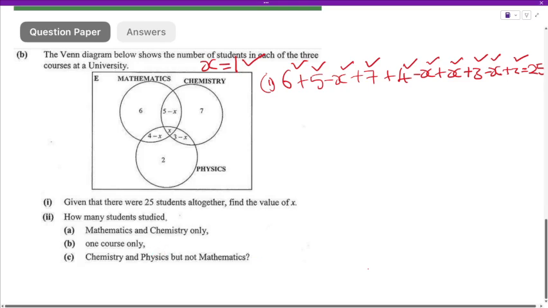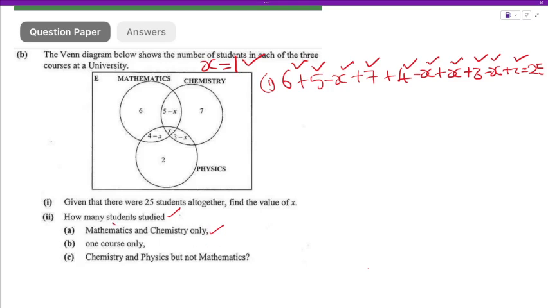Okay, so how many students studied mathematics and chemistry only? So go look for those sets. Math is here, chemistry is here. The region for those who studied only these two are those ones here. So I'm going to say Roman numeral 2a is equal to 5 minus x. What did you find as your x? It was 1. So I'll say 1 there where there is x, meaning my final answer will be 4 students. We're dealing with students now.